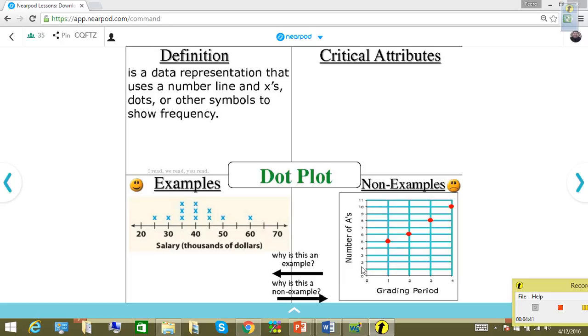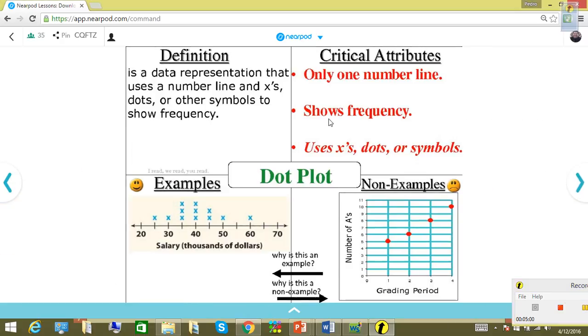All right, so this one has two lines. It has an x-axis and a y-axis. What does this one have? Only one, whatever that variable may be, either x or y, but only one. Therefore, what's so critical about dot plots is they need to be only one number line, show frequency, and you can use anything to represent that, either X's, dots, or any symbol. If you want to draw Pokemons or teddy bears, whatever it is you want to draw, you can use that.